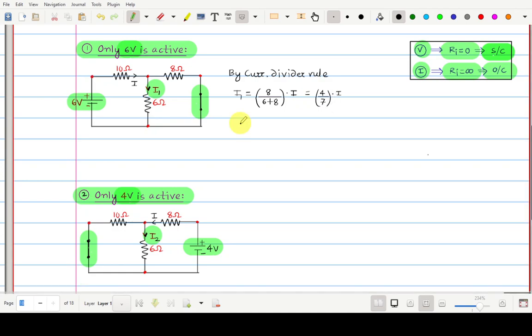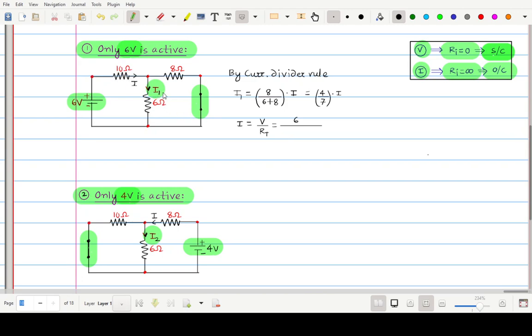Now we don't know what is the value of I. So what is I? I is nothing but the total current coming from this 6 volt. So according to Ohm's law, what is total current? Total voltage upon total resistance. Okay, so what is the voltage you are applying over here? 6 volt. Okay, so this should be divided by total resistance.